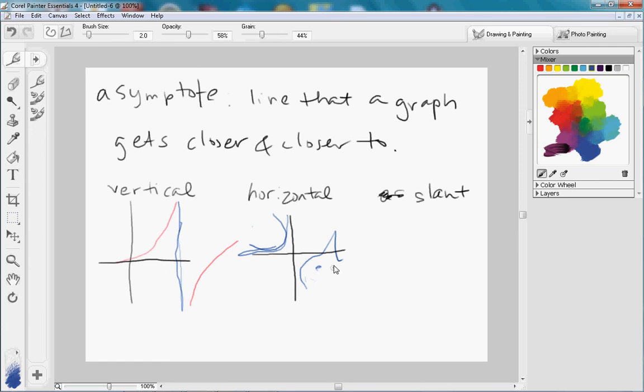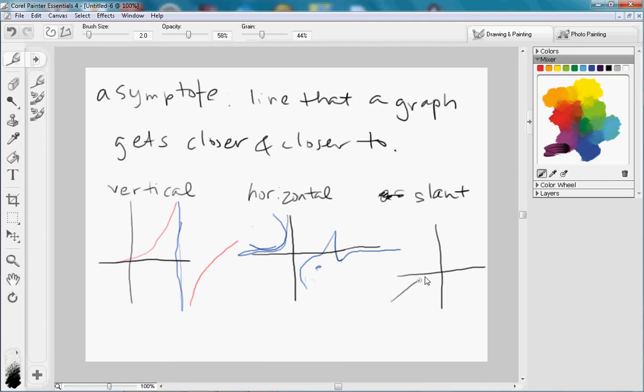All right, and then slant asymptotes. So it's just a slanted line that the function gets closer and closer to. And notice I drew that one so that my function actually crosses it a lot of times. It's oscillating, but the oscillations are getting smaller and smaller, and it never gets to the point where there's no oscillation. So the line itself is the asymptote? The line itself is the asymptote. Yeah, that's a good distinction to make.